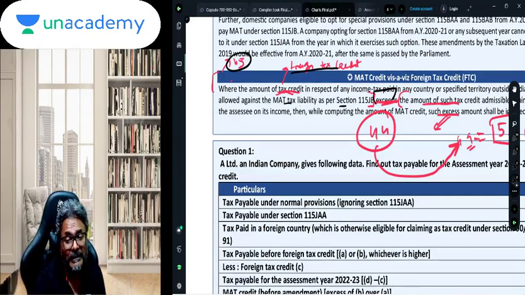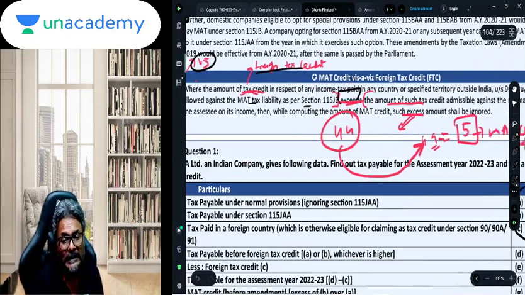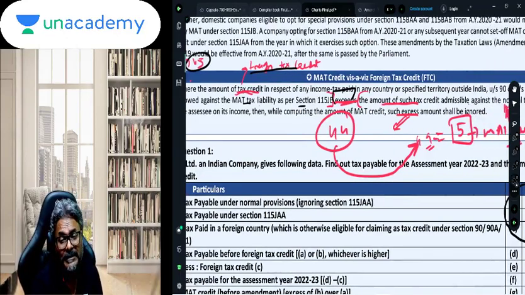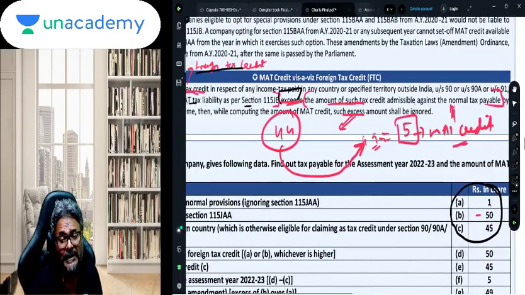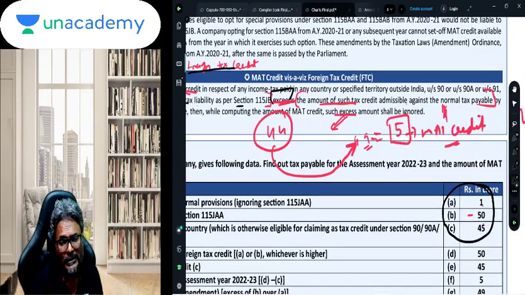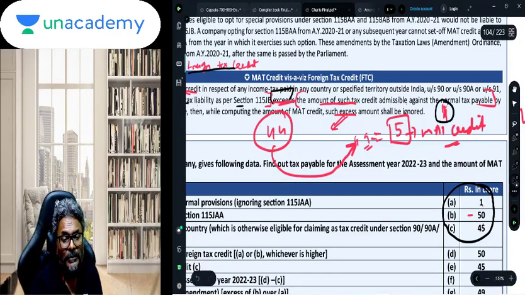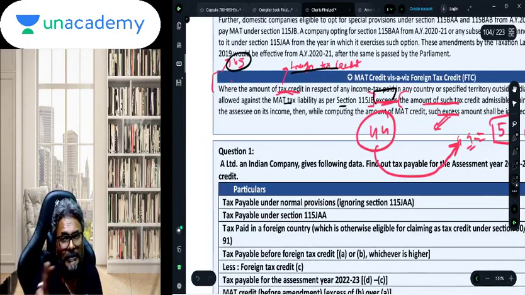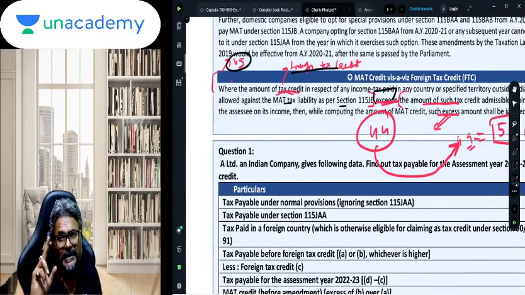So if 45 exceeds what, students? The amount of such tax credit which is admissible against the normal tax payable. So how much is the foreign tax that can be adjusted against the normal tax? Your normal tax is 1, foreign tax is 45. How much maximum can you adjust? Only 1. Only 1 you can adjust. So in this case, 45 of the foreign tax can be adjusted against the MAT, whereas only 1 of the foreign tax can be adjusted against the normal tax liability.